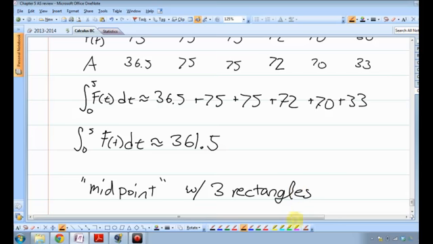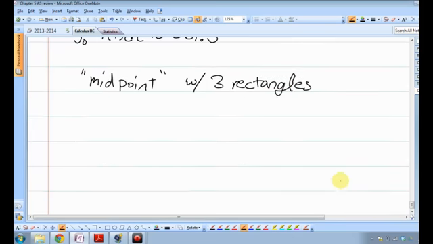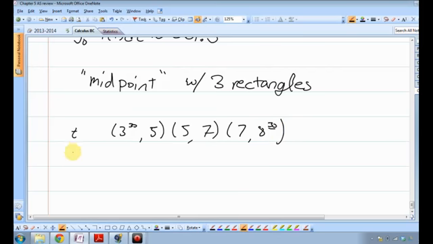Okay, so midpoint rectangles. Start with 3:30 to 5. Next one is 5 to 7. Last one is 7 to 8:30. Our delta t is going to be 1.5, 2, 1.5.